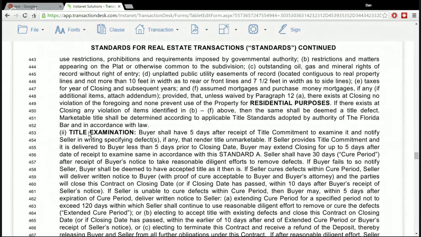Moving right down here to title examination. Again, I mentioned this earlier. The buyer has 5 days after receipt of title commitment to examine it and notify the seller in writing of any defects that render the title unmarketable.